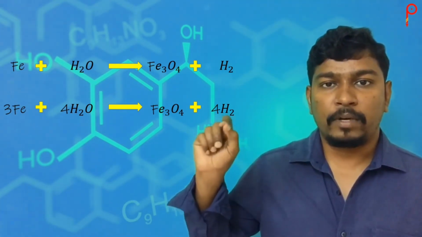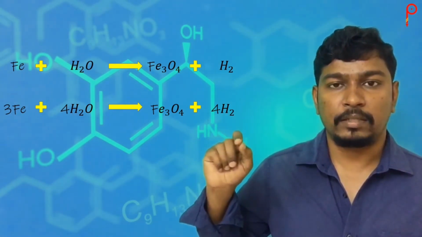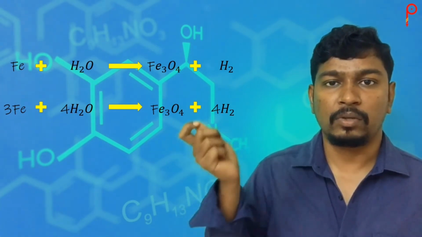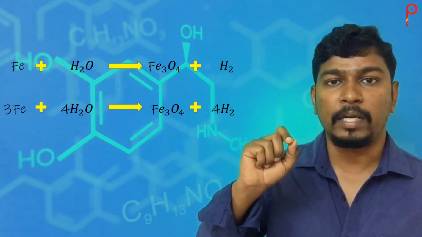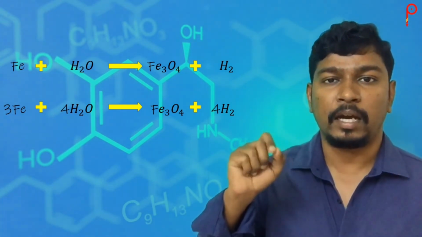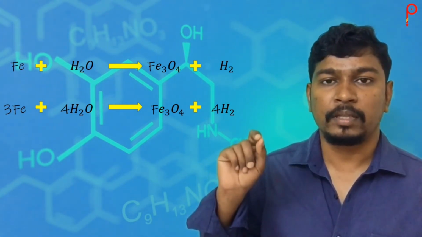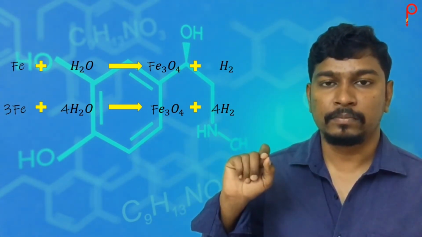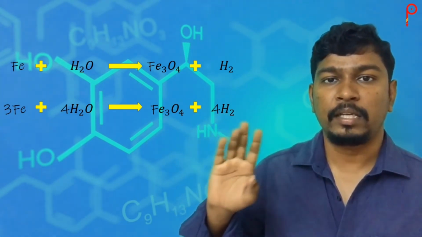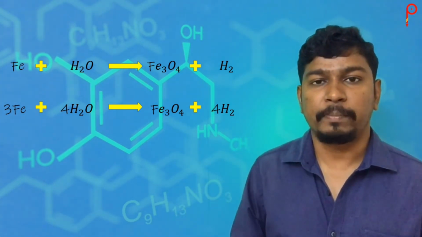By writing 4 in front of H2O, H becomes 4 into 2, 8 hydrogen atoms. So what we need to do is on the product side, we'll multiply H2 with 4. Thus it becomes 8 hydrogen atoms. So this work is complete. Now on the product side, there are 3 Fe atoms. So to balance it, we will write on the reactant side 3 Fe. We will multiply by 3. Thus this equation is balanced.